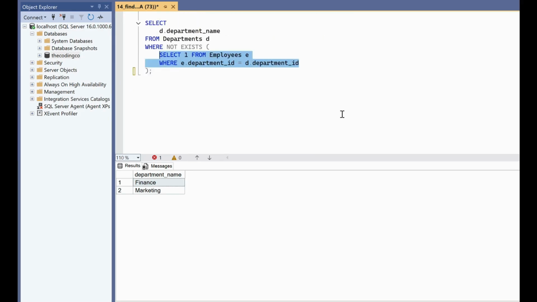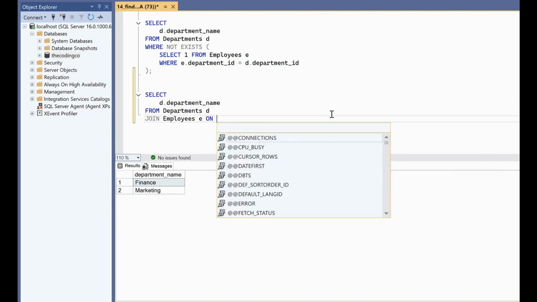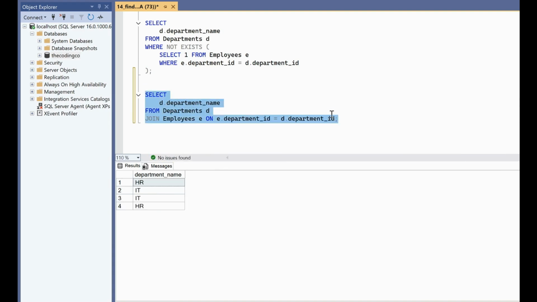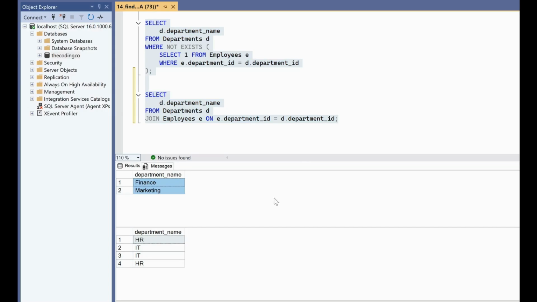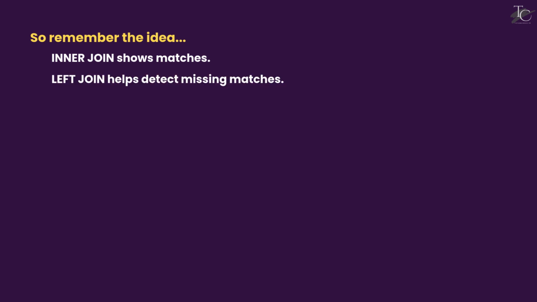Now one important thing to remember. If we had used inner join instead, departments without employees would disappear completely, because inner join only shows rows where matches exist, which means we would lose the exact rows we're trying to find. So remember the idea. Inner join shows matches. Left join helps detect missing matches.